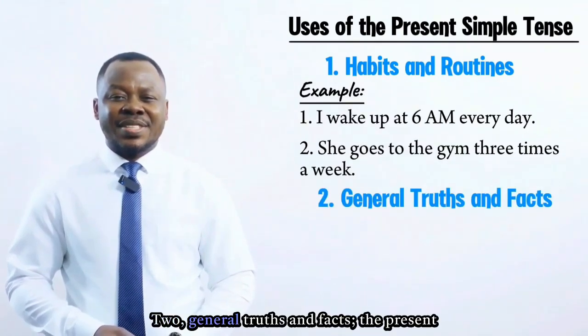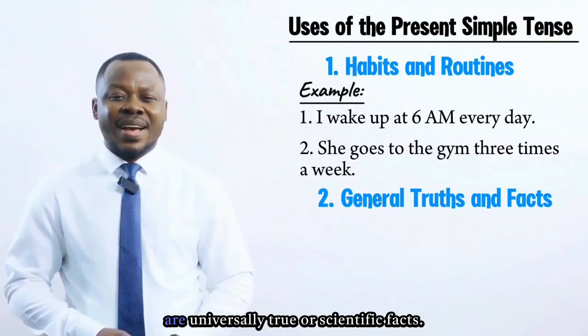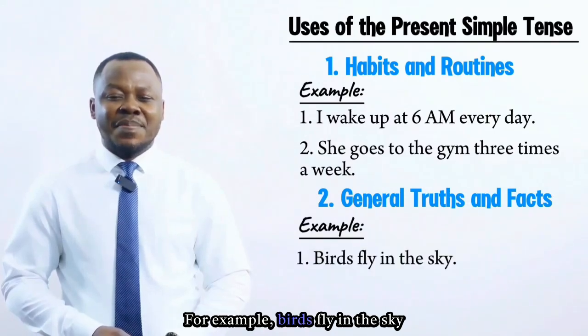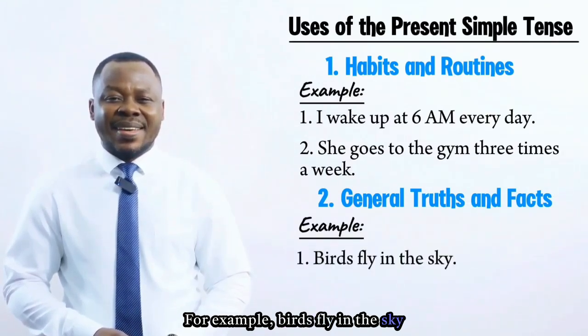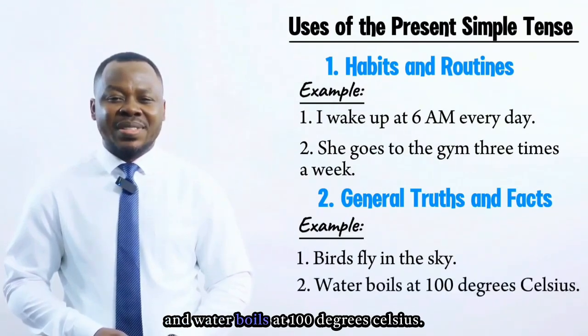2. General truths and facts. The present simple tense is used for statements that are universally true or scientific facts. For example, birds fly in the sky, and water boils at 100 degrees Celsius.